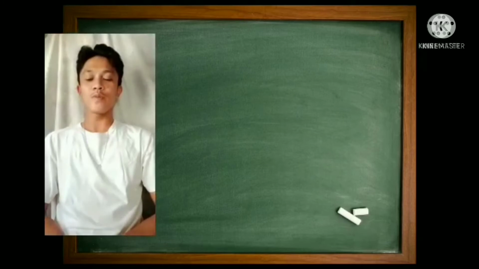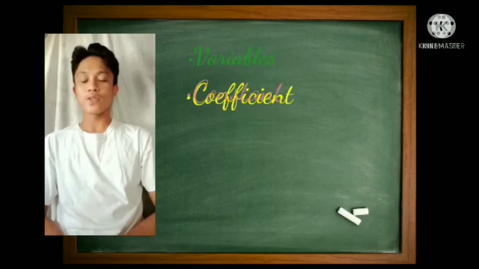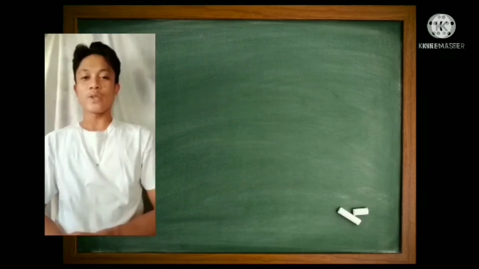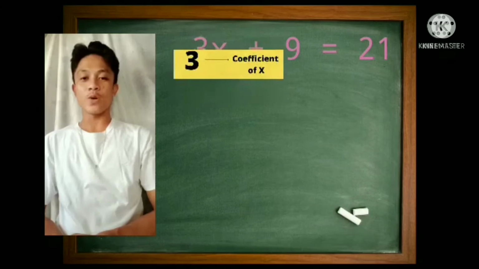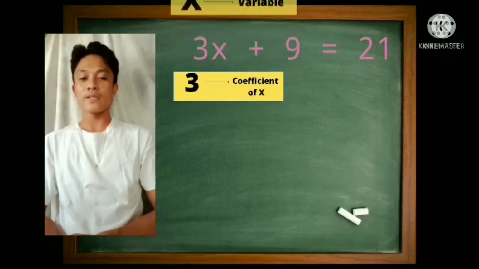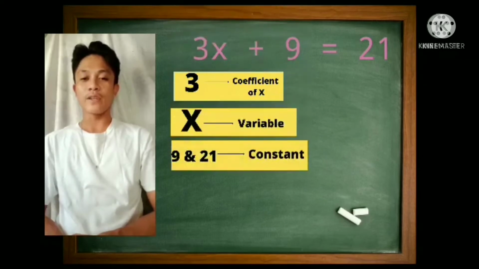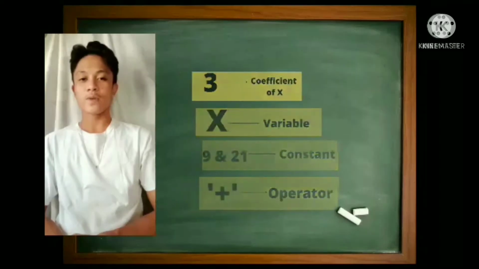The equations in mathematics are formed of different parts. They are variable, coefficient, constant, operator, and terms. For example, the equation is 3x plus 9 equals 21. The 3 is the coefficient. The x is the variable. The 9 and 21 are constants. And the plus sign is the operator.